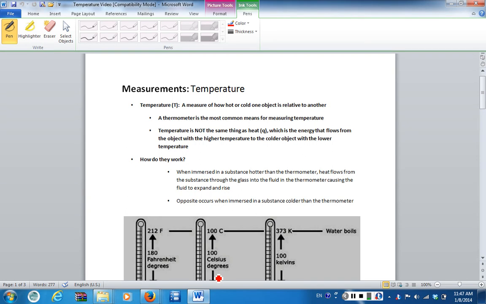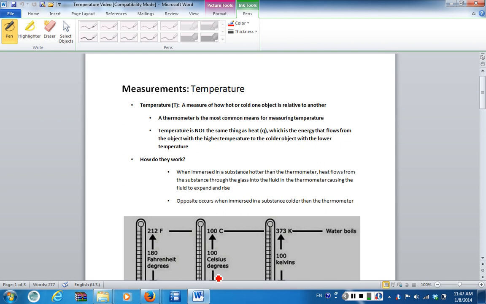Now, one of the things about temperature is that it is not the same thing as heat. And we'll actually be looking at this quite a bit towards chapter 6, but heat is defined as when we have an energy that flows from the object with the higher temperature to the object with the lower temperature, which would be the colder object. So although the two are different, they are actually related in that temperature determines the direction with which heat flows.